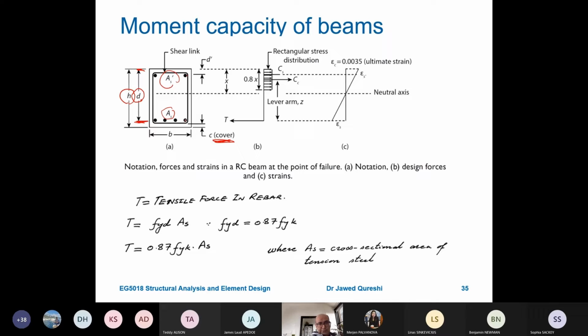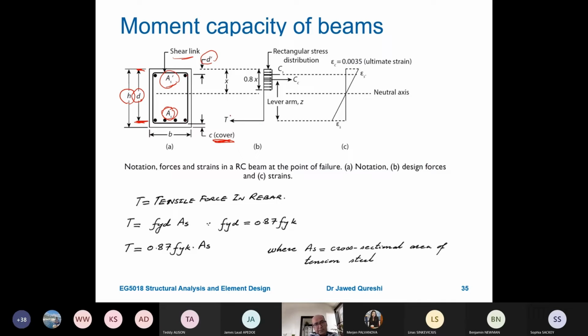Inside that stirrup we have these As, or main tensile reinforcement. At the top you have compressive reinforcement, but we are not talking about compressive reinforcement for the time being. From the center of the compressive reinforcement to the top we have this d dash, and these links are termed shear links or stirrups. Let me draw the stress diagram.